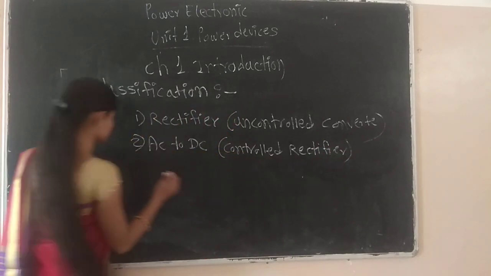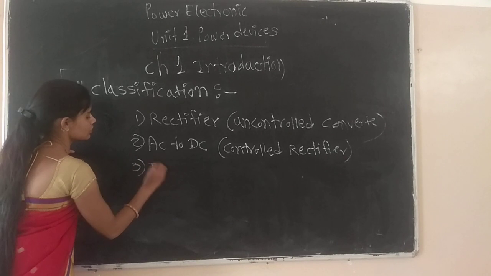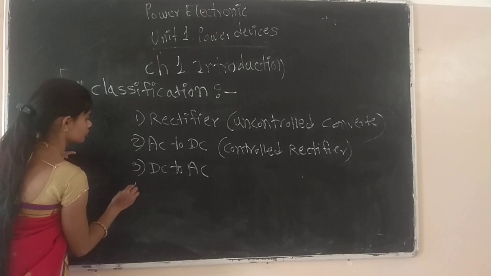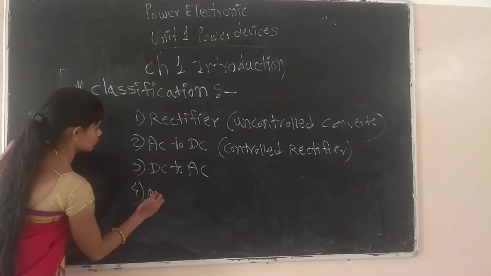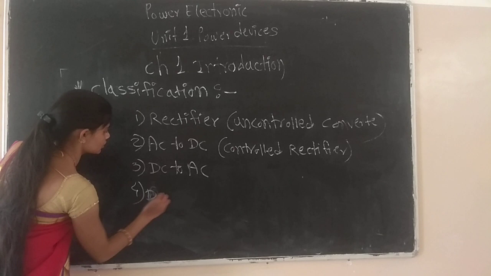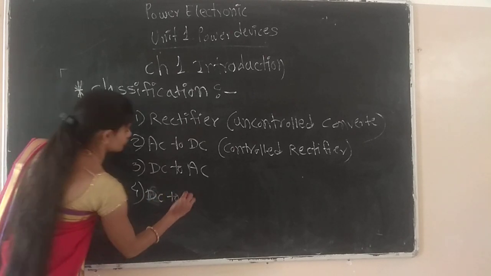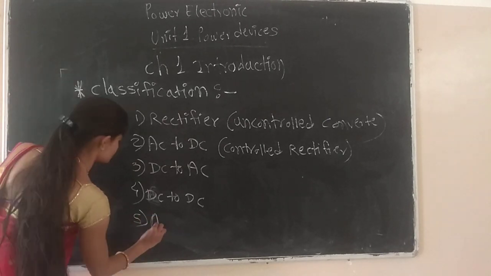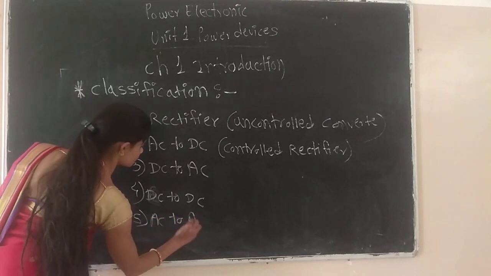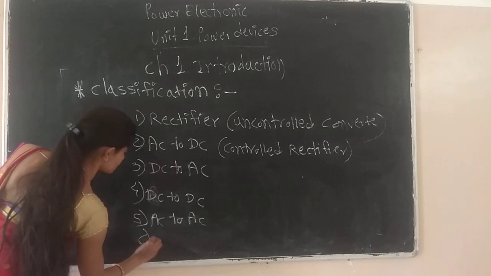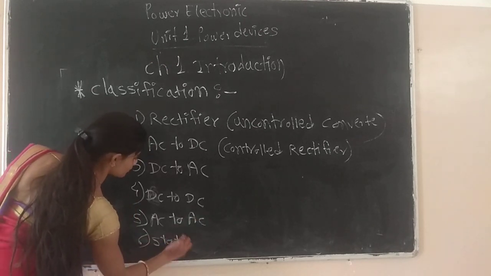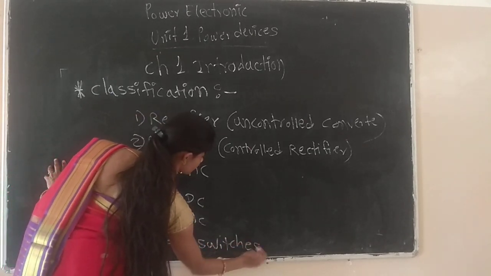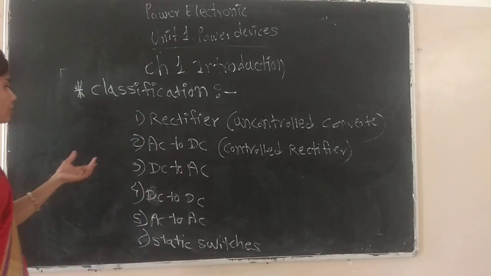Then the third type is the DC to AC converter. Then the DC to DC converter. And the fifth one is the AC to AC converter. And then static switches. This is the sixth type of power electronic circuit or power devices.